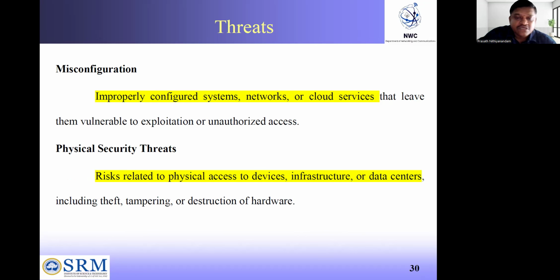And the next one is misconfiguration and physical security threats. Coming to misconfiguration, improperly configured systems, networks, or cloud services can leave them vulnerable to exploits or unauthorized access. As an example, a cloud storage bucket is left publicly accessible, exposing sensitive files to anyone on the internet.